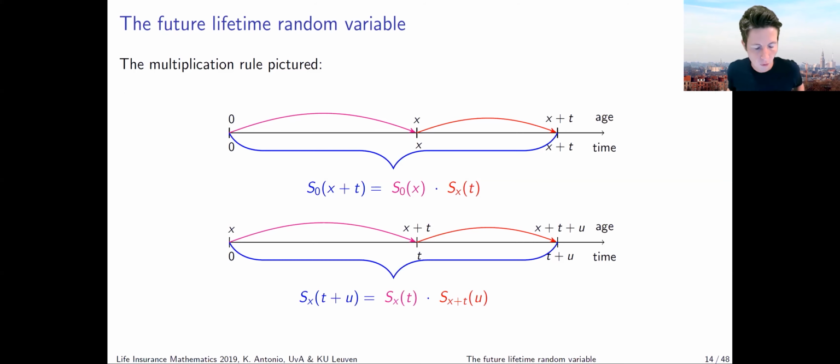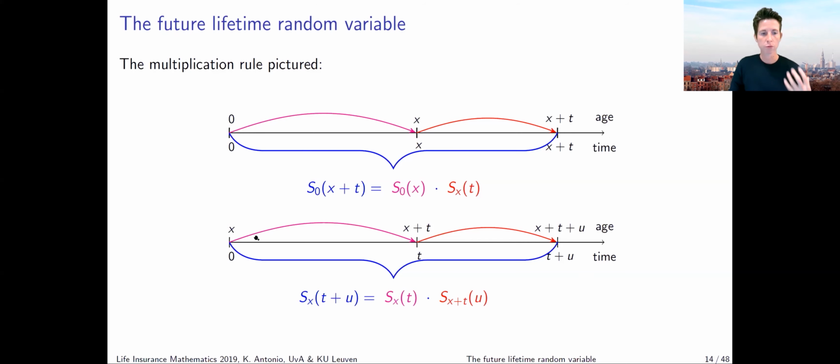And to summarize this once again, I pictured the whole story in LaTeX. So I'm going to start here with my ages at the top of the axis and time at the bottom of my axis, right? So here I look at a 0-year-old at time 0. And I wonder, what is the probability that she reaches age x plus t at time x plus t? So I'm wondering, what is the probability that the blue event will take place? And I can break that up in the magenta event needs to take place and the red event needs to take place. And the corresponding probabilities are expressed here in magenta and in red.